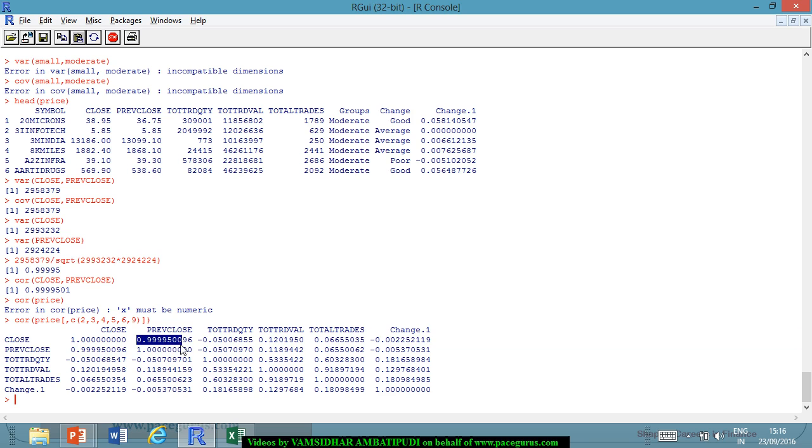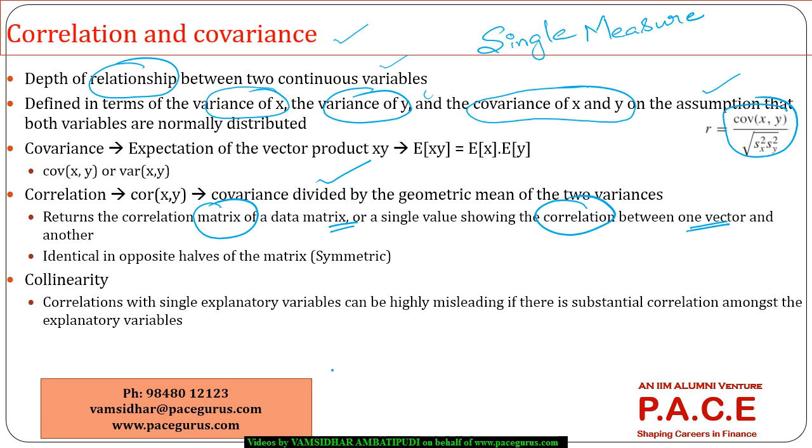So this is a very high correlation, closing price and the previous closing price. But in other aspects, total traded quantity versus total traded value is slightly on the higher side. Total traded quantity and total number of trades is also on the higher side. But for total traded value and the total number of trades, I could see that the correlation is much, much higher, 0.91. So between some of the pairs, the relationship is much higher. All these things I can evaluate by using the correlation function.